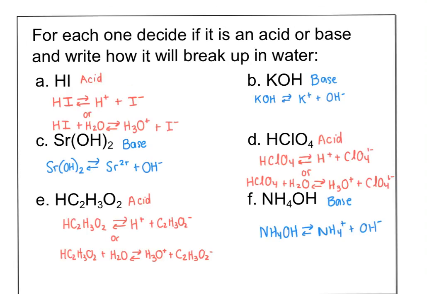So here are your answers. The red are my acids. How did I know? They had that H out in front. That's the proton that can be donated. And there's 2 ways you can write these. You can have the acid breaking into the positive H plus and the negative whatever else the ion is, right? So this would be I minus. This one had a polyatomic, so H plus and then ClO4 minus. H plus and then C2H3O2 minus, or you could have mixed it with water, right? And it would have made H3O plus and then the I minus. Again, we know water can be omitted, and then H3O plus is just the same thing as H plus.